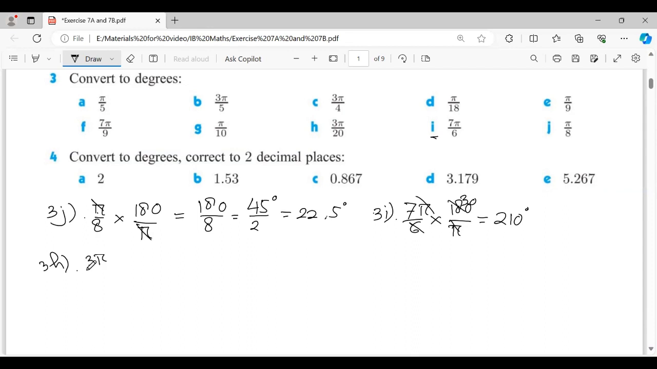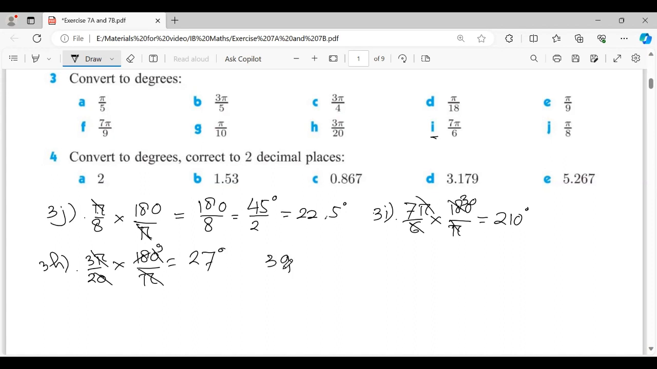Okay. 3 pi over 20 times 180 over pi, cancel pi, and cancel 0 as well. So 18 over 2 equals 9. Okay, 9 times 3, 27 degrees. Okay, pretty simple.